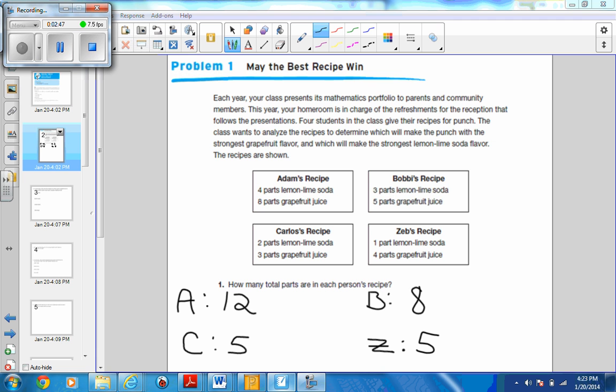Okay, so check yourself real quick. Hopefully you got that Adam has 12. 8 plus 4 is 12. And then Carlos has 5: 2 lemon lime plus 3 grapefruit. Bobby has 8: 3 parts lemon lime, 5 parts grapefruit. And finally, Zeb has 5: 1 lemon lime, 4 grapefruit.